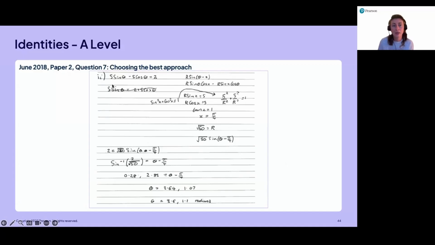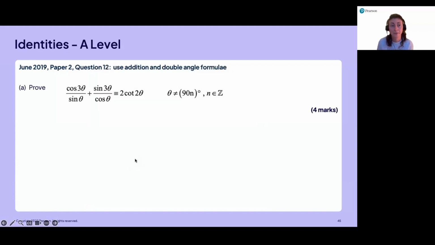And here they've gone for R sine, which is a really good idea. The problem with this solution is the student has left their work in radians, whereas it needed to be in degrees. So they will not score full marks for that.